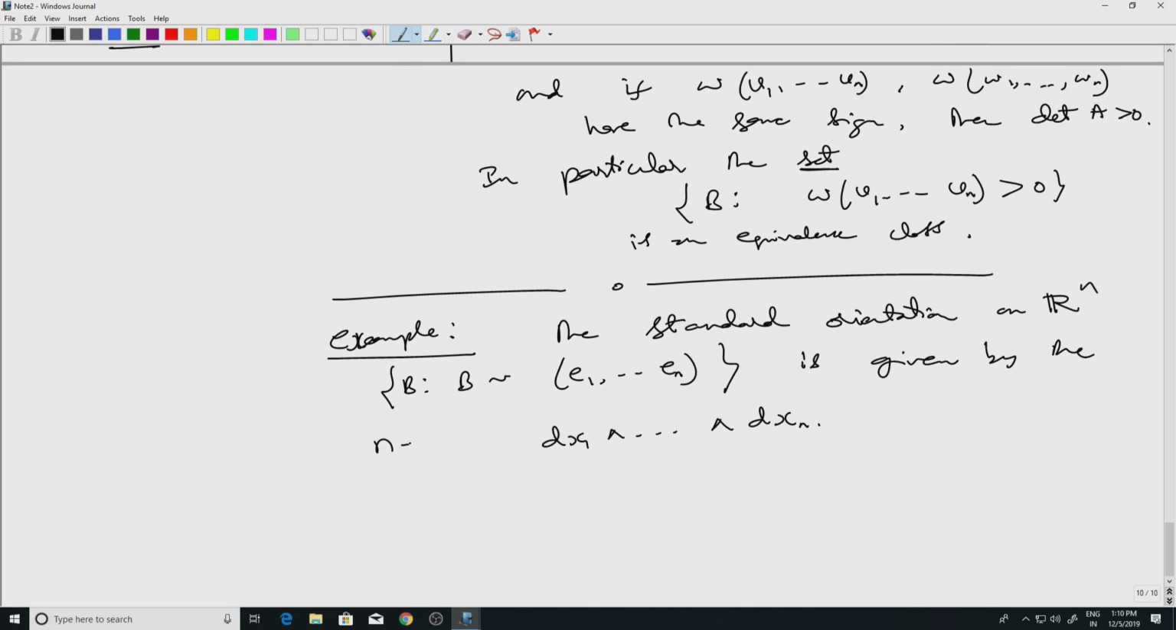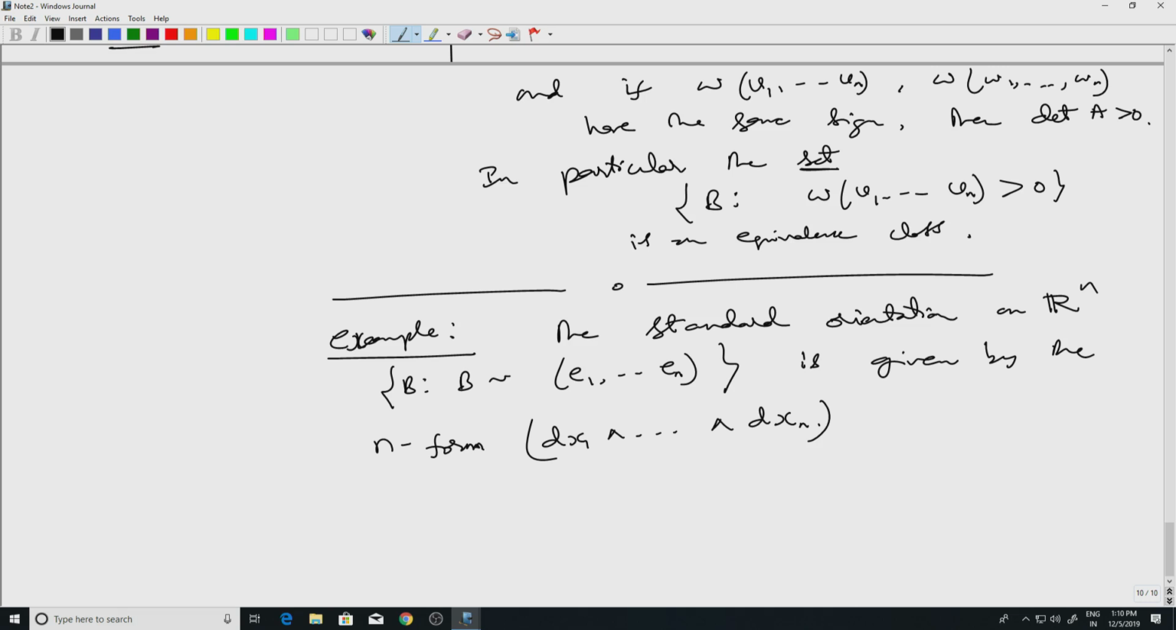Given by the n-form dx1 wedge dxn. In other words, I just have to check that this particular form evaluated on e1 up to en is positive. And in fact, we know what it is exactly. These one-forms are dual to these vectors. Therefore, I just get the value to be actually 1.